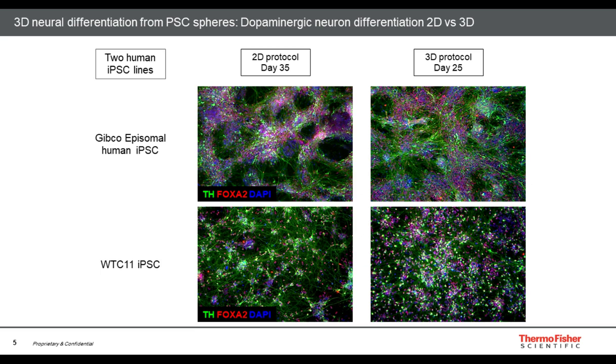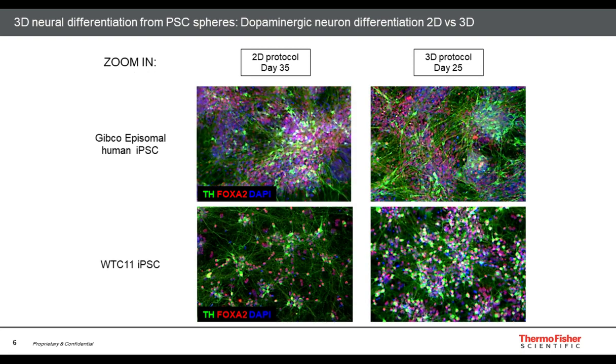Whereas with the 3D protocol, when you dissociate at day 11 and plate them, by day 25, you see abundant Th-positive neurons. And if I zoom in a little bit, you can see that the Th-positive neurons in both cases are positive for the midbrain marker FOXA2.